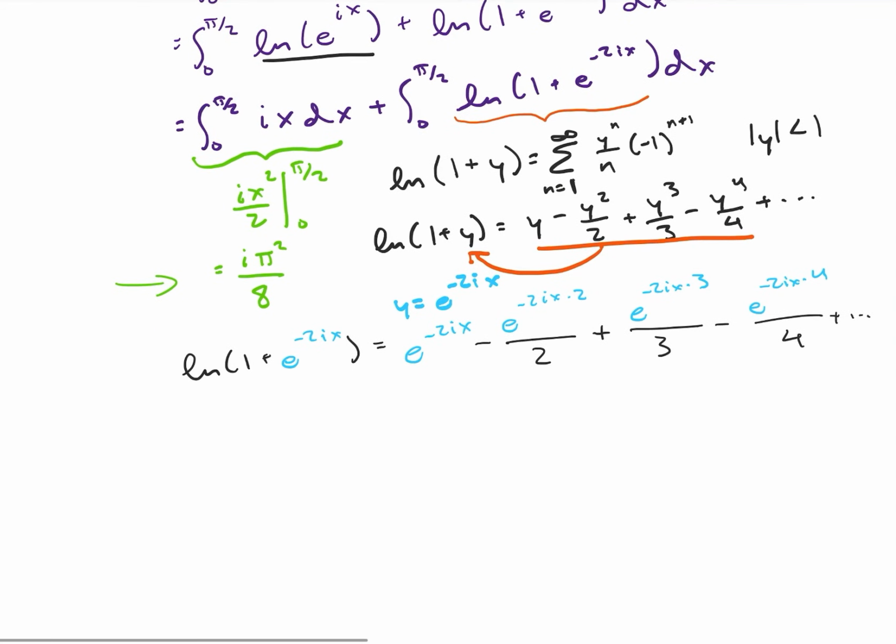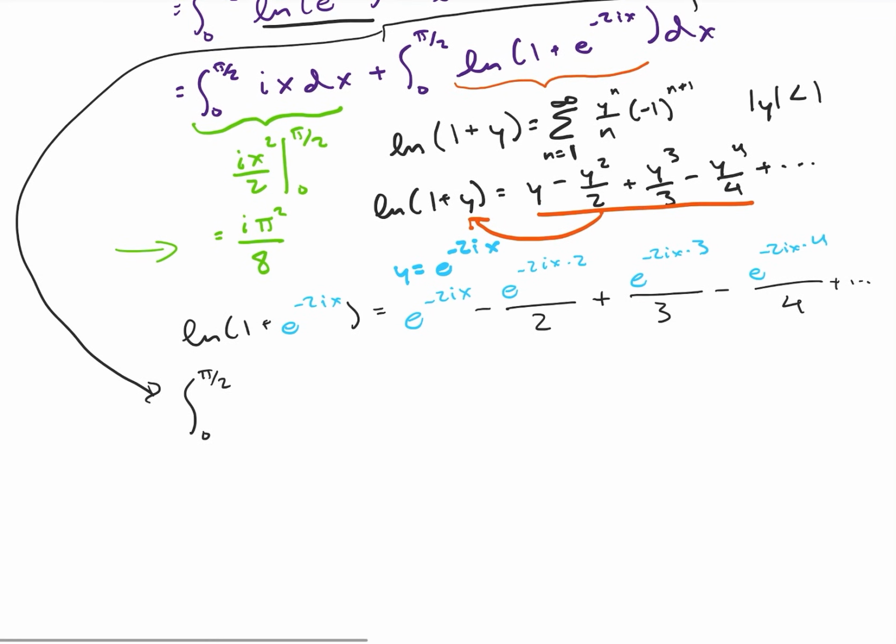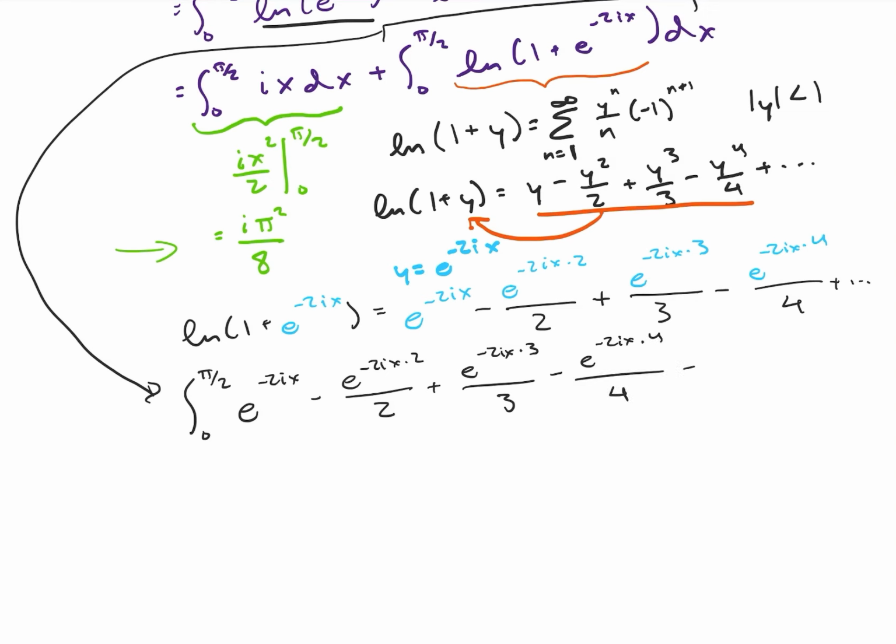What I notice here is that now I'm going to integrate this. So let's go back up, and I want you to look at this integral on the right. I'm going to pull this down. We're going to look at the integral from 0 to pi over 2 of the natural log of 1 plus e to the negative 2ix, which is just going to be e to the negative 2ix minus e to the negative 2ix times 2 over 2 plus e to the negative 2ix times 3 over 3 minus e to the negative 2ix times 4 over 4, and so on.